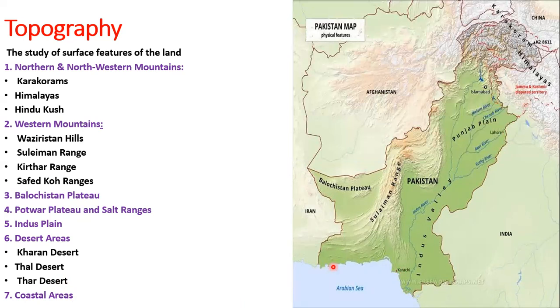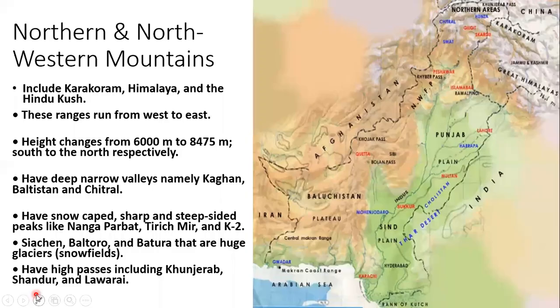So, students, how many areas can we divide Pakistan into? Northern and northwestern mountains, western mountains, Balochistan Plateau, Potwar Plateau and Salt Range, Indus Plain, desert areas, and the coastal areas. Should we move next? Now, we should learn about, further explore, the northern and the northwestern mountains.